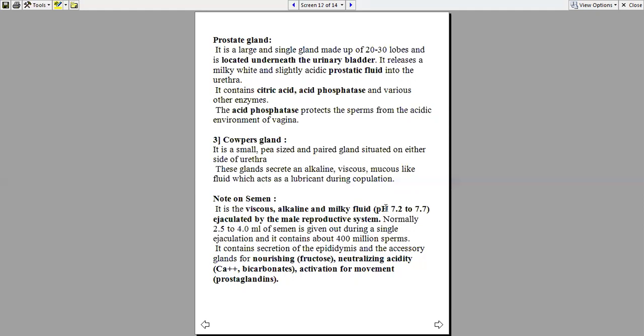Here it is important that the pH of the semen is 7.2 to 7.7. It shows that semen is alkaline. You can see here that a single ejaculation contains about 400 million sperm and it contains secretion of the epididymis and accessory glands. So altogether, you can write down the functions of semen as nourishment because it contains fructose, neutralization of acidity in the female tract as it contains calcium and bicarbonate, and also activation of the movement of the sperm as it contains prostaglandins.